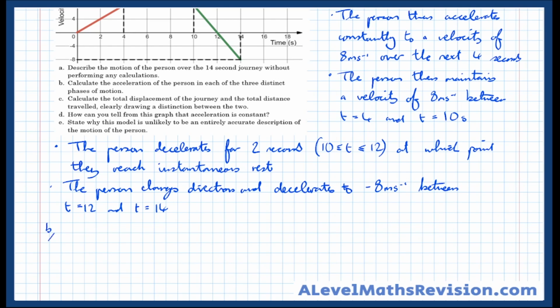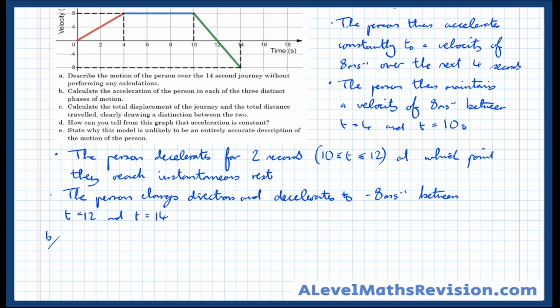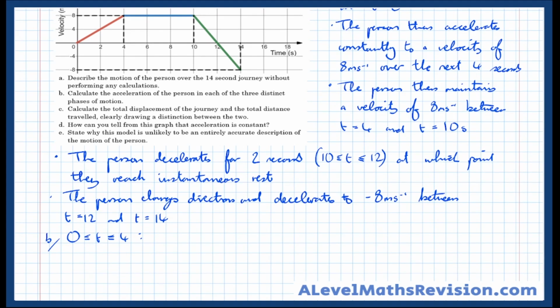Part B. Calculate the acceleration of the person in each of the 3 distinct phases of motion. Well, as I said before, acceleration is rate of change of velocity. So it's the gradient of this graph. So let's calculate the acceleration between 0 and 4. Well, we can see that the change in y, or in this case the change in velocity, is 8. And the change in time is 4. So that gives us 2.